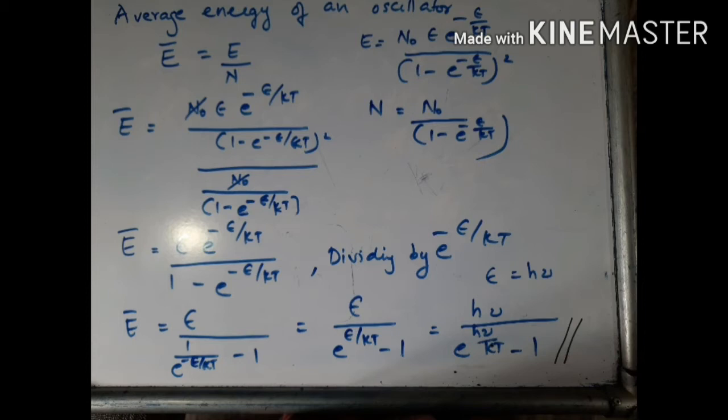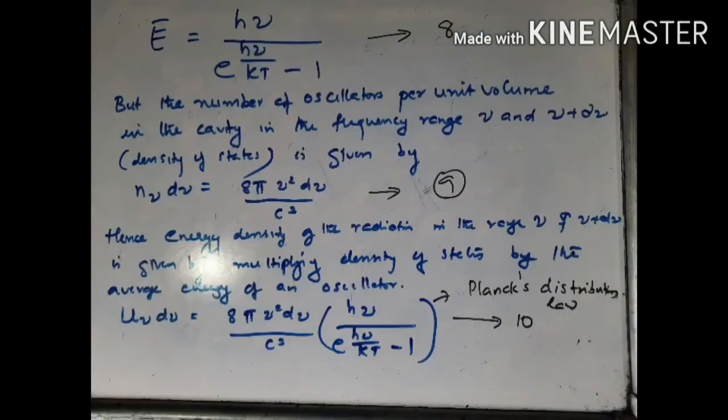Therefore, the average energy of the oscillator can be written as, instead of epsilon we are putting h nu, so h nu by (e raised to h nu by kT minus 1). So we have derived the average energy of an oscillator as E bar is equal to h nu by (e raised to h nu by kT minus 1). But this is only the average energy of an oscillator.